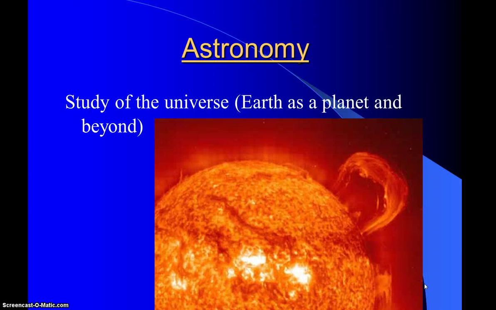Astronomy is defined as the study of the universe, you guys. Earth is a planet and beyond. So people ask sometimes, Ms. Polson, this is Earth science. Why are we studying the universe? And that's because Earth is the third rock from the sun, and where's our place in the universe? We study Earth as a planet and beyond.